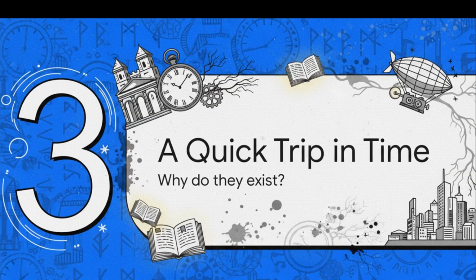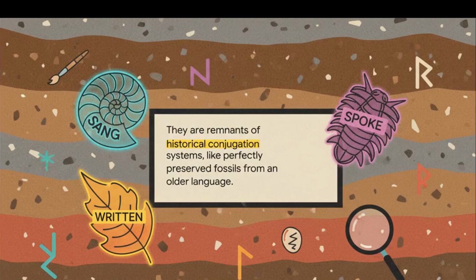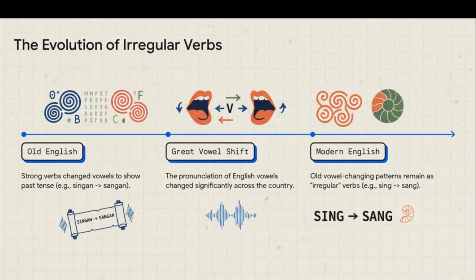So why? Why does English have all these weird verbs? Why didn't they just evolve to follow the ed rule like everyone else? Well, to figure that out, we have to take a quick trip back in time. Honestly, the best way to think about irregular verbs is to see them as language fossils. They're like these ancient little relics, these perfectly preserved echoes from a much, much older version of English. They tell a story. You see, most of them come from what were called strong verbs back in Old English.